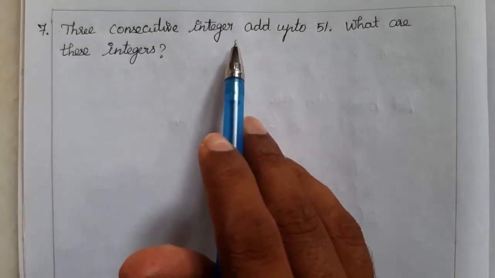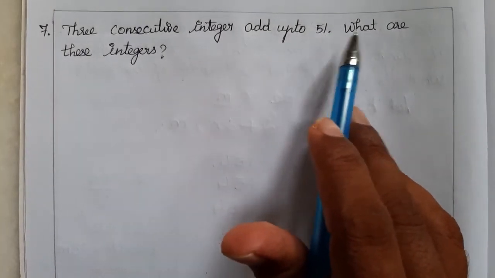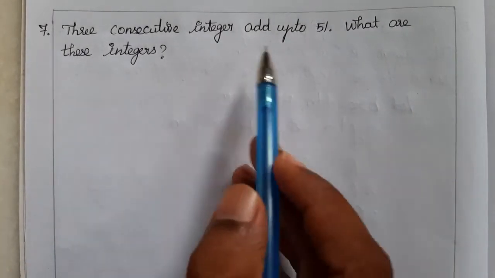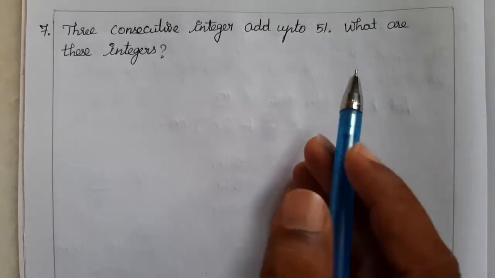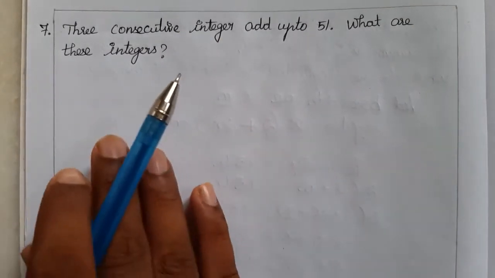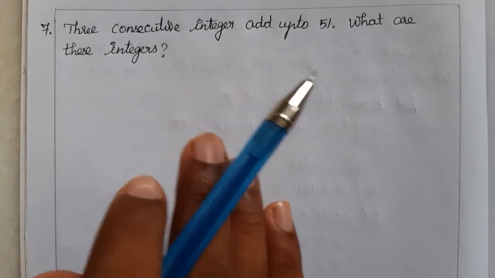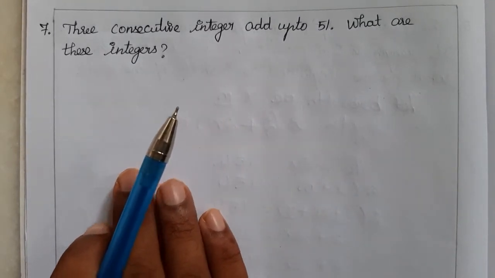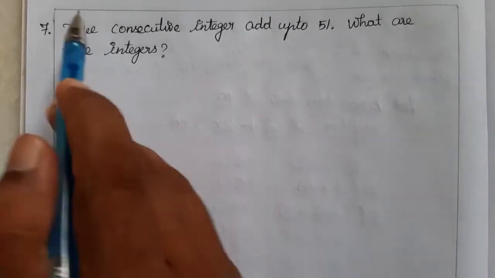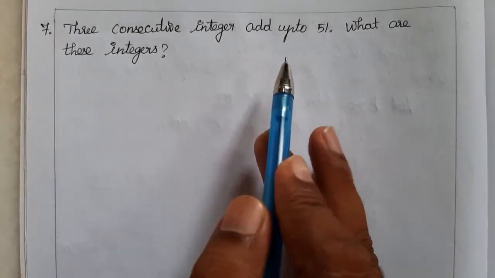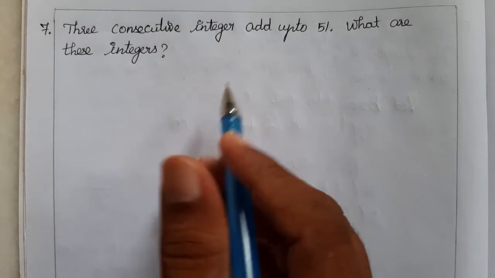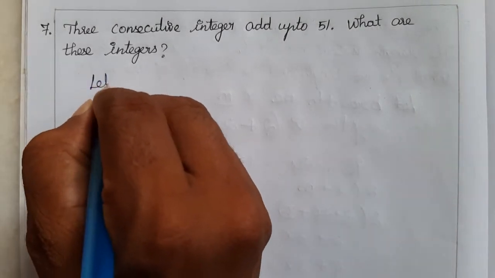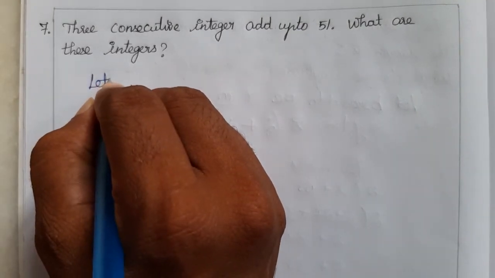3 consecutive integers add up to 51. What are these integers? Consecutive means continuous numbers. So if you consider the first integer as 2, the next will be 3 followed by 4. If you consider minus 5, then the next is minus 4, minus 3. So 3 consecutive numbers, but we don't know what those integers are. That was just an example. So let me consider the first number as x, right?